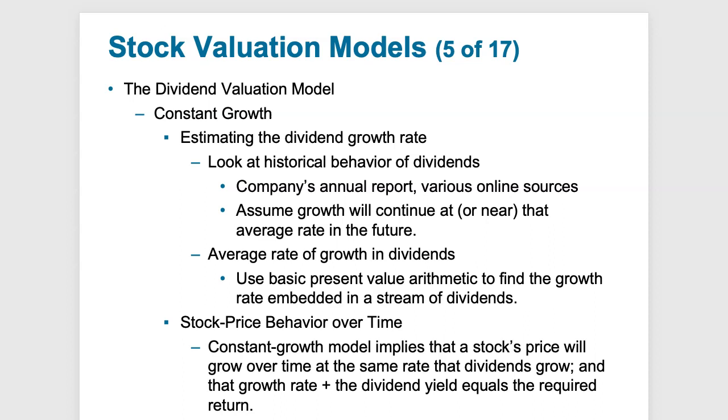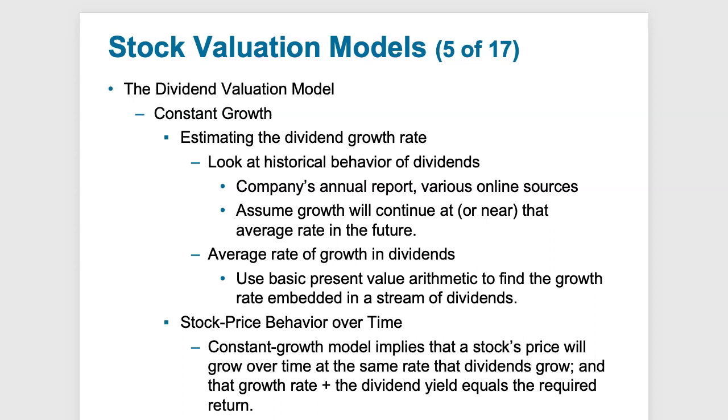Let's talk a little bit more about this constant growth dividend valuation model. We have to estimate the dividend growth. Sometimes it could be stated by the management or annual report, or sometimes it could just be a review of the historical payouts of the dividends. And we can assume a growth model based on that historical rate. We can use the average rate of growth of dividends, and we can use a basic present value formula to find the growth rate embedded in the stream of dividends. And of course, we'll go over that calculation at a later time.